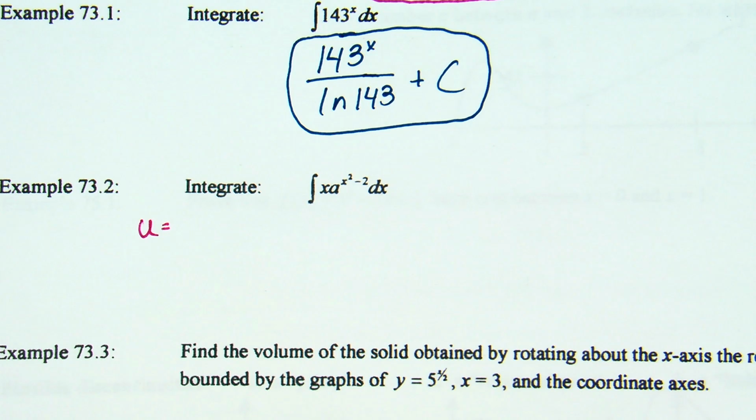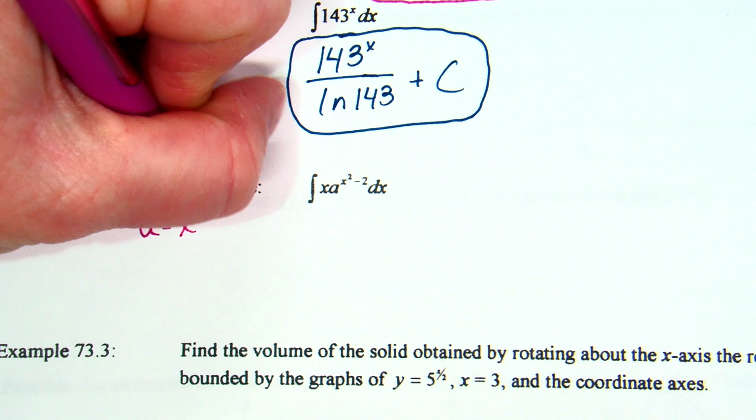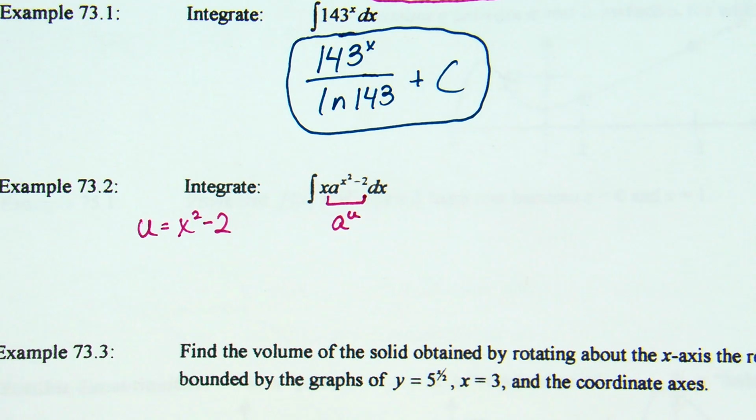what does u need to be? Okay, that power, right? The x squared minus 2. Because then what we'll be able to do is we'll be able to use this as a to the u, which we'll be able to fit into our definition. Okay, so what is the derivative of u? So derivative of u is du, derivative of x squared minus 2?